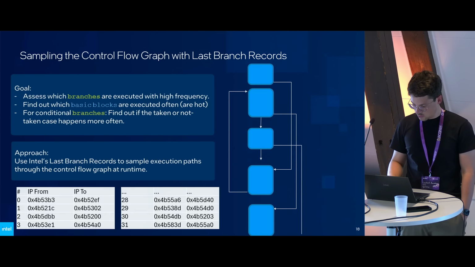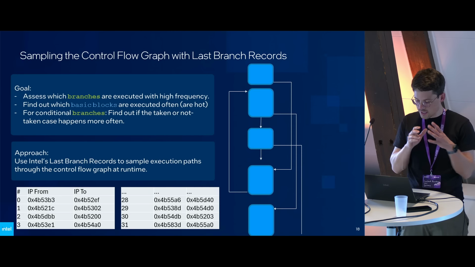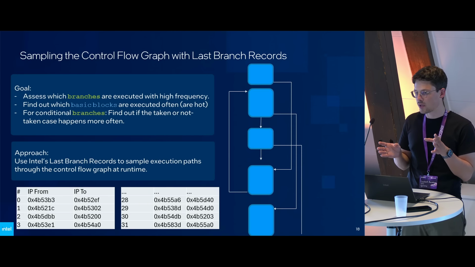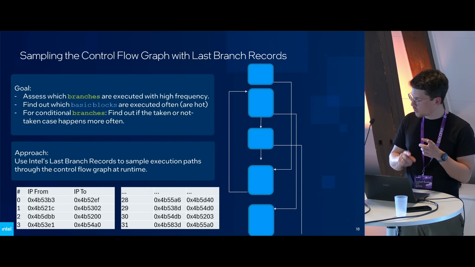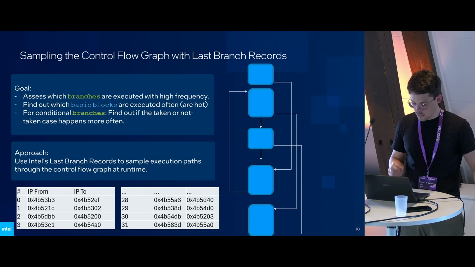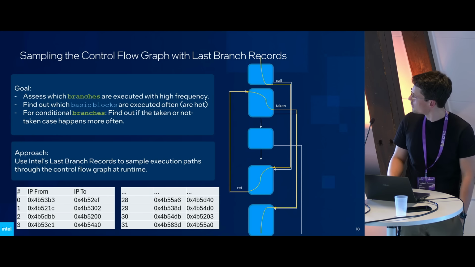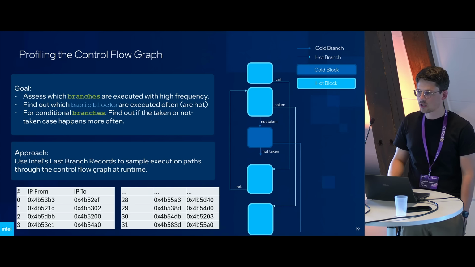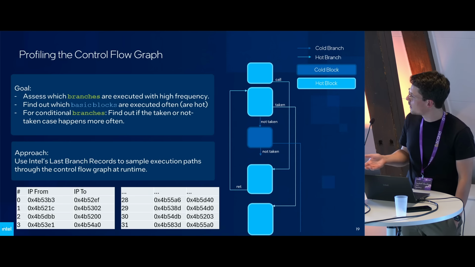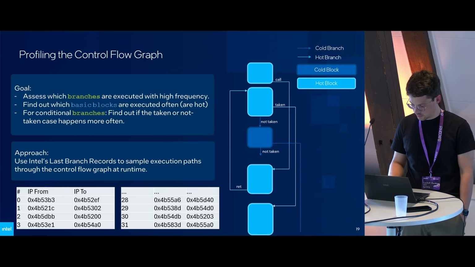So Intel CPUs, I already said that. Intel CPUs have what is called last branch records. This is a very large set of registers that we have on our CPUs, which just track the last 32 taken branches with their target. And if we sample that, we just sample traversals through this control flow graph. And if we do this often enough, we get an idea of which blocks are executed very often, which branches are executed very often. We know what hot blocks are, we know what cold blocks are.